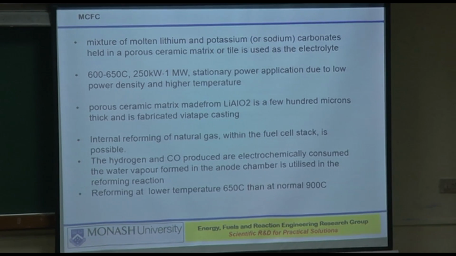And as we saw in the table, internal reforming within the fuel stack is possible, provided you get a supply of steam. Hydrogen and CO produced are electrochemically consumed. The water vapor formed in the anode chamber is utilized in the reform reaction. And reforming of natural gas is at a lower temperature, 650 degrees centigrade, than at external reforming that we know of, that requires 900 degrees centigrade.